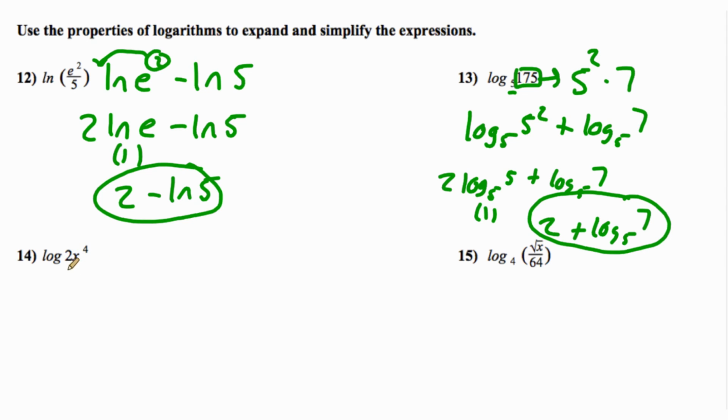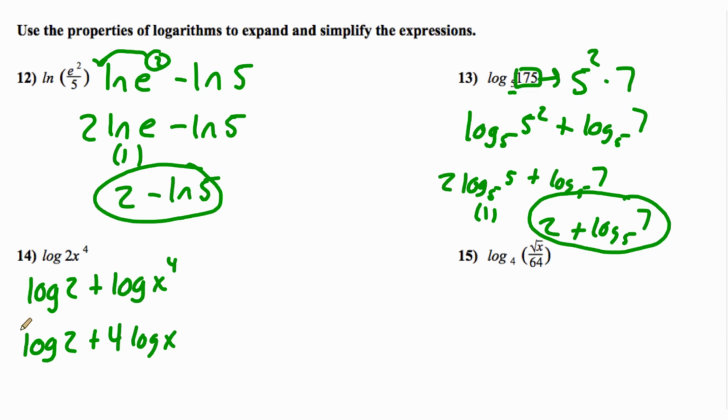With that multiplication, let's split that into addition, so we get log of 2 plus log of x to the 4th. With that x to the 4th, we're going to drop that 4th power down in front, so we get log of 2 plus 4 log of x, and no more simplifying we can do on that one, so there is our answer.